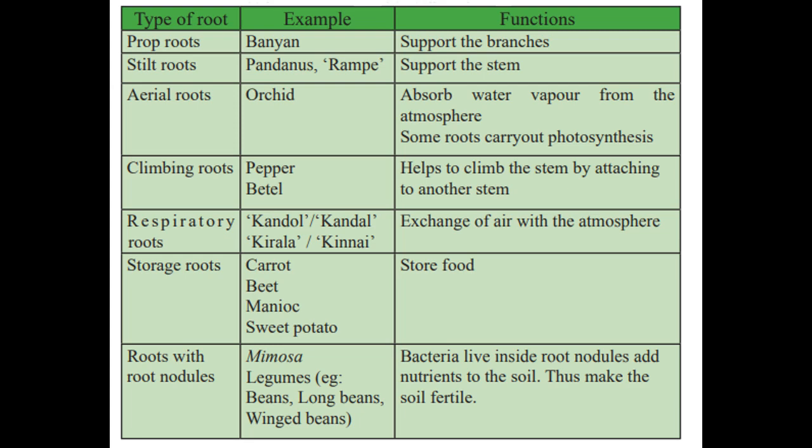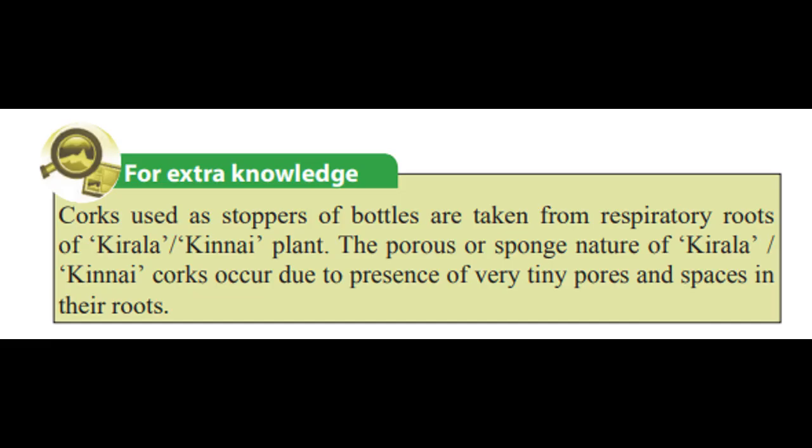Cork used as toppers of bottles are taken from respiratory roots of Kerala. The porous or sponge nature of Kerala corks occur due to presence of very tiny pores and spaces in their roots. Do you remember I explained to you about these respiratory roots, children? Now in these special types of roots, they come out of the soil and they have tiny pores. Okay? So these type of roots can be taken as cork stoppers.